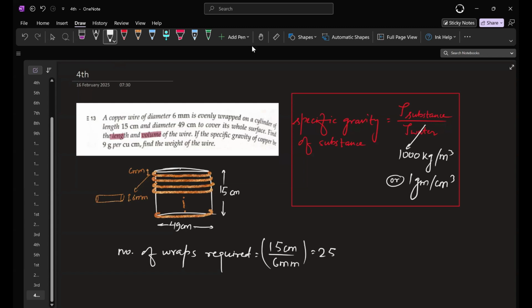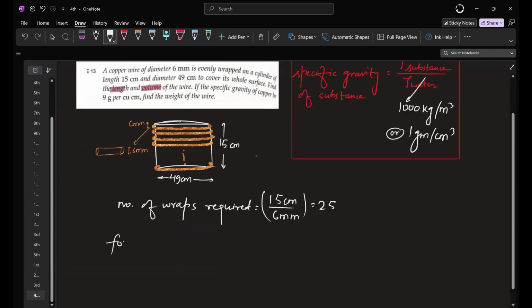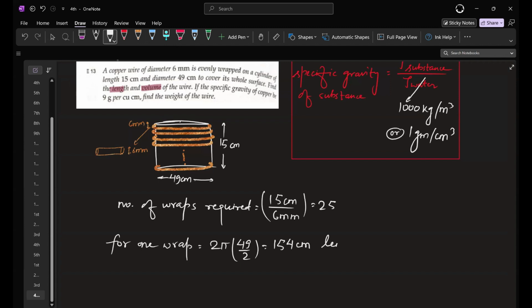Now, for wrapping the wire once around this whole cylinder, what length of wire is being used? The circumference of this circle, which is 2 pi r. What is r? 49 upon 2, because the diameter is 49. It means for one wrap, the length of wire used is 49 pi, which is 154 centimeters.